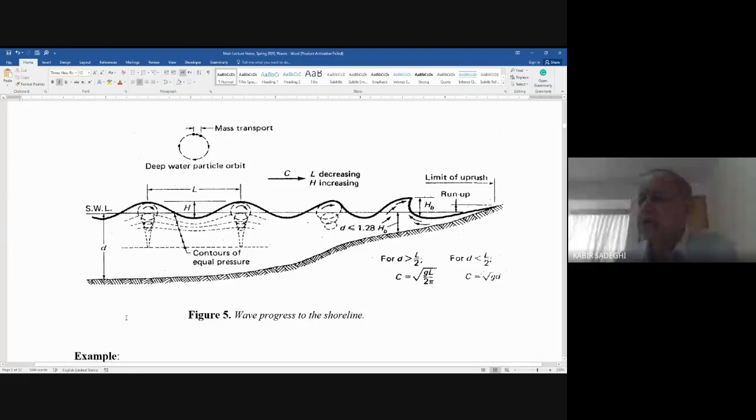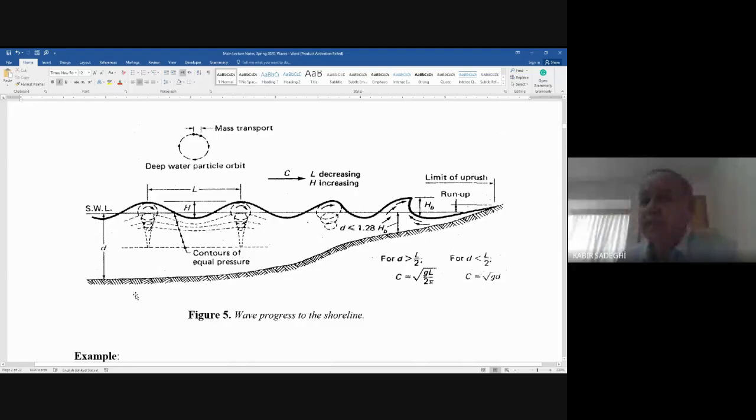You remember that for the difference between shallow water and transitional water, it was L over 25. Therefore, we compare the water depth with L over 25. If water depth is shallower than L over 25, it is shallow water. If it is greater than that, but less than L over 2, it is transitional water.